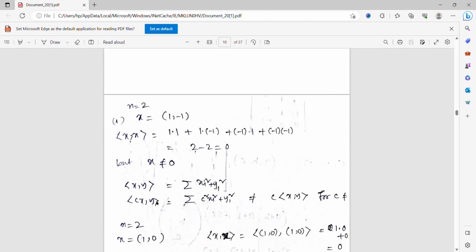First statement is wrong. Now for the second statement, inner product of x, y is defined as summation of xi square plus yi square. So inner product of cx comma y is summation of c square xi square plus yi square, which is not equal to c times the inner product, because if I do c into the inner product, it becomes c xi square plus c yi square, but here it is just yi square. So I take c not equal to 1, because if c equal to 1, there is nothing to prove. For c not equal to 1, it does not hold. So that's why this is also false.